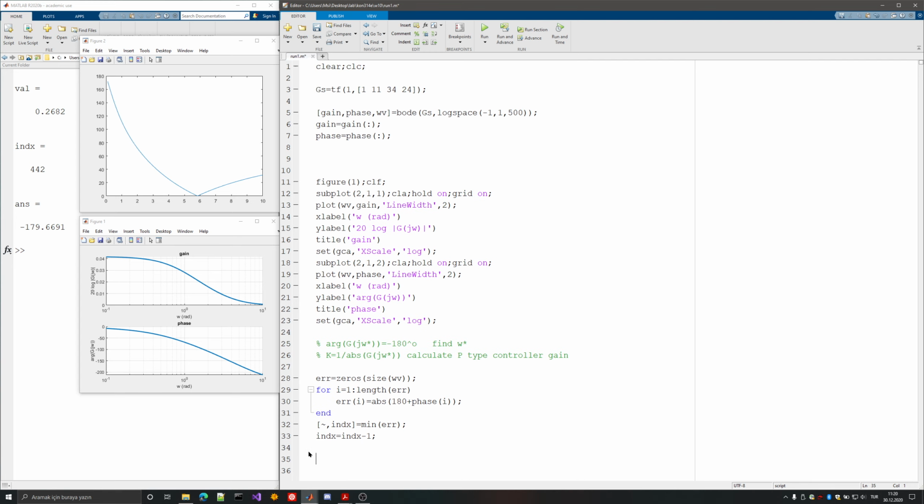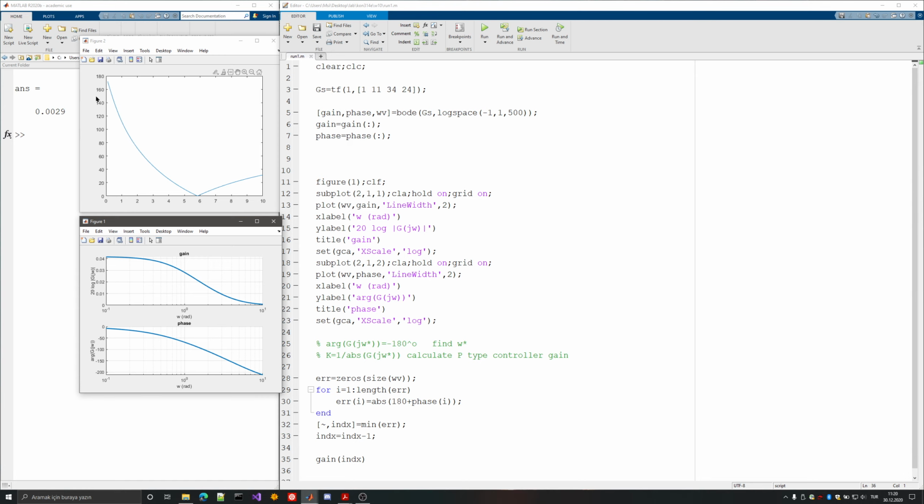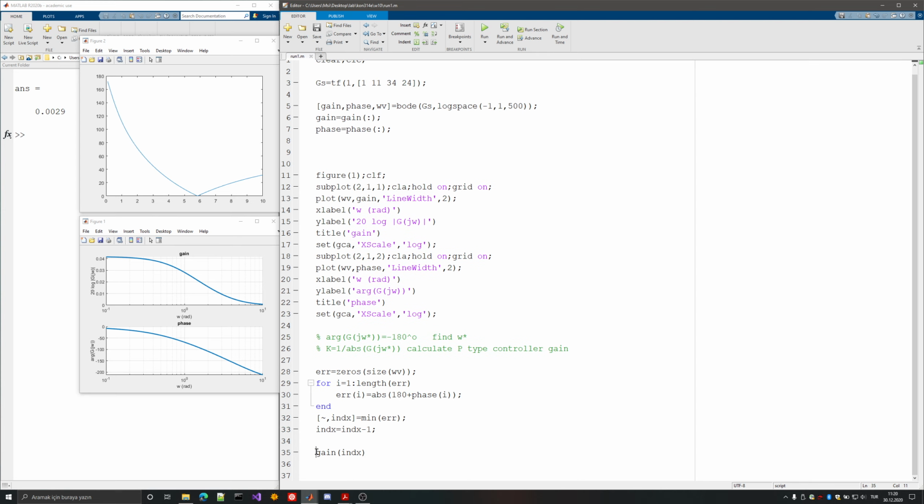So remember that the next step was to get the absolute value here. So since I have the index, I can get the gain index because both the gain and phase data is aligned, so it's exactly the same point. And you can see that this is 0.0029, which corresponds to this area. So basically it's repeating itself. So, and my K crit here, critical value upper bound, is the inverse. That's it.